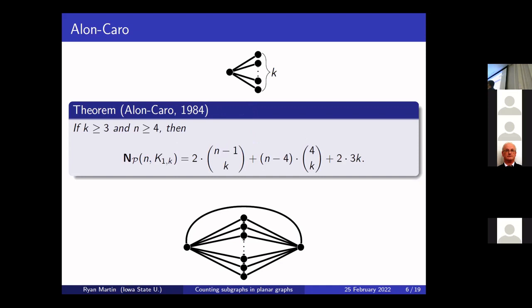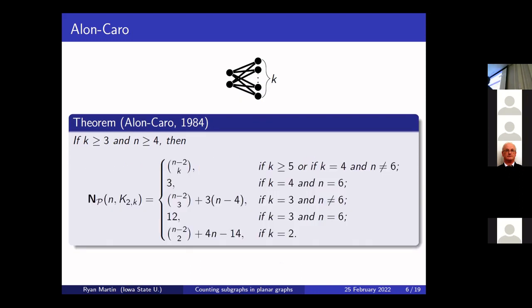Then after lying dormant for a while, Alon and Caro picked it up. I think this is like Noga's seventh paper or something like that, so it's very, very early. So they got a nice perfect formula for counting stars. So this is K1,k, a star with k leaves. This is the formula. The main term is, of course, if you fix k and let n go to infinity, roughly 2 times n to the k over k factorial is the first order term. They have this term of n minus 4 times 4 choose k, which is, of course, 0 if k is bigger than 4. And then this last term in terms of k. It's the same extremal graph. It's this.